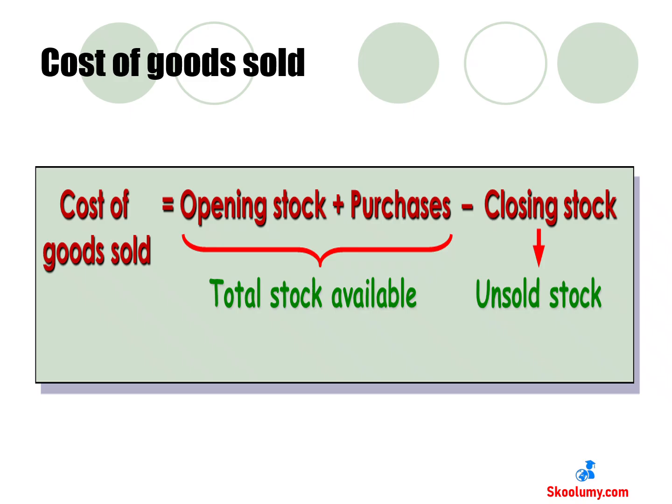The formula for cost of goods sold is opening stock plus purchases minus closing stock. Cost of goods sold considers costs that are directly related to each unit of the goods being sold. It is also known as cost of sales or cost of revenue.